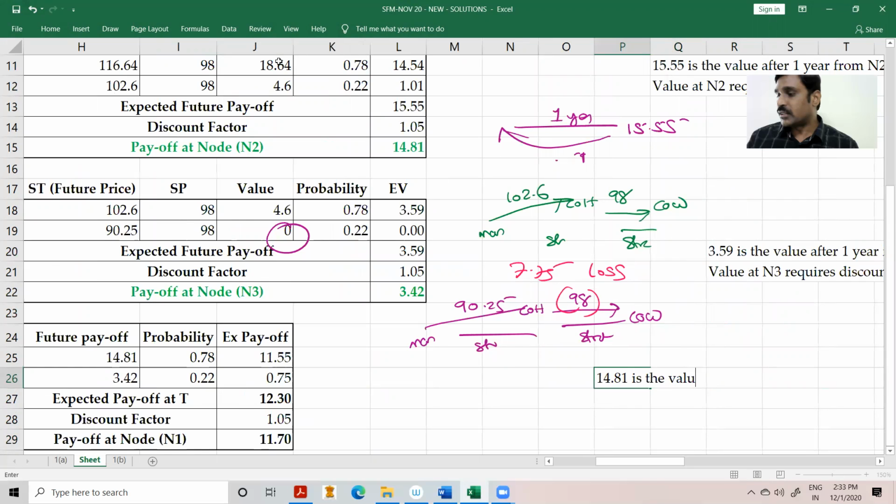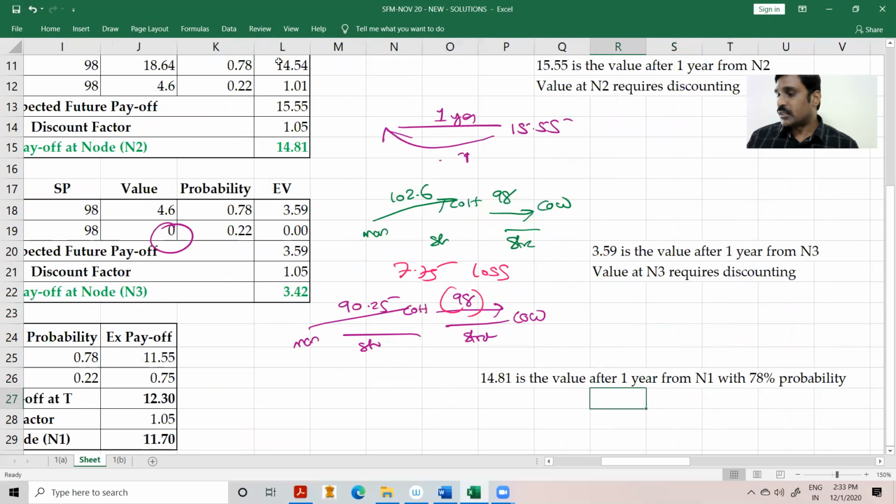14.81 is the value after 1 year from N1 with 78% probability. Next, 3.42 is the value after 1 year from N1 with 22% probability.